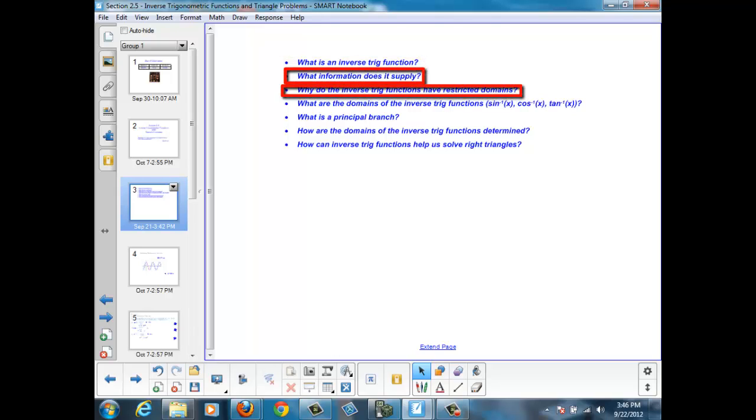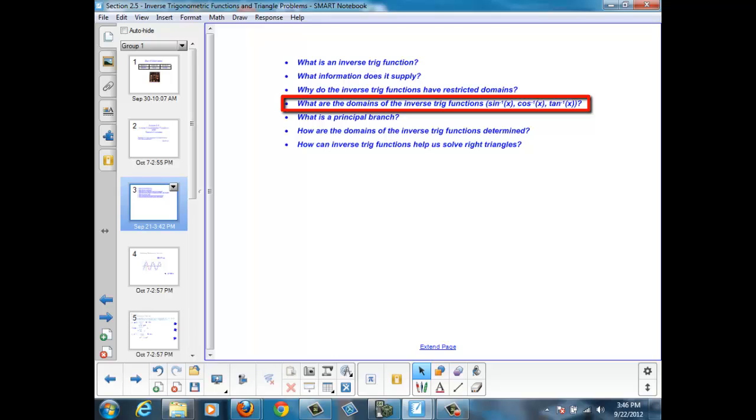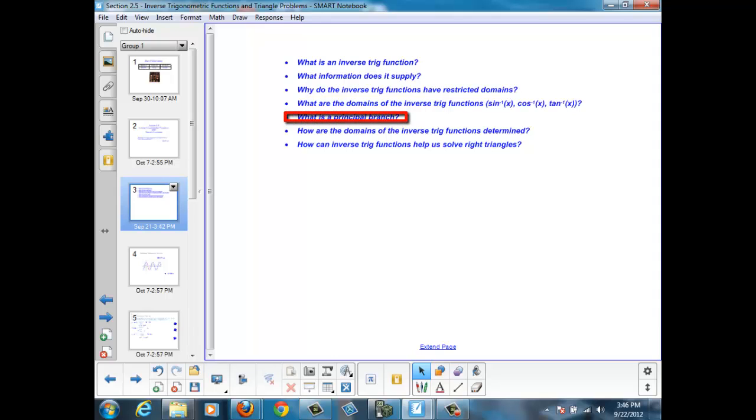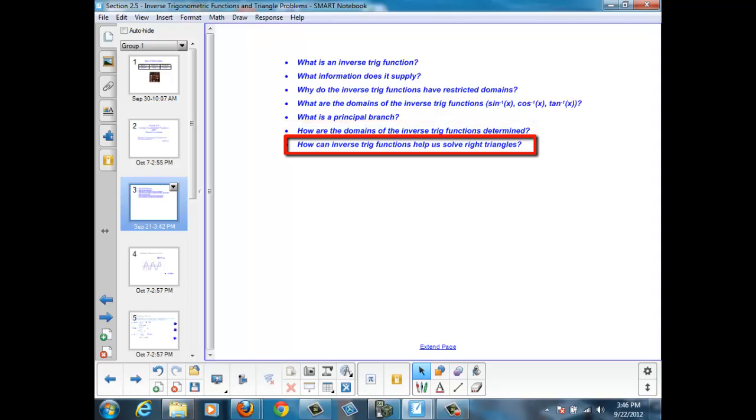Why do the inverse trig functions have restricted domains? What are the domains of the inverse trig functions? The inverse sine, the inverse cosine, and the inverse tangent of the angle. What is a principal branch? How are the domains of the inverse trig functions determined? And how can inverse trig functions help us solve right triangle problems?